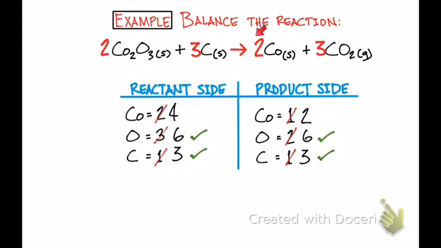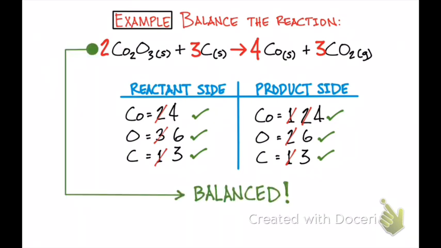For cobalt, all we have to do is change this coefficient right here into 4. And that would generate a total of 4 cobalt atoms. And all the atoms for each element is now balanced. So this is a balanced chemical reaction equation.